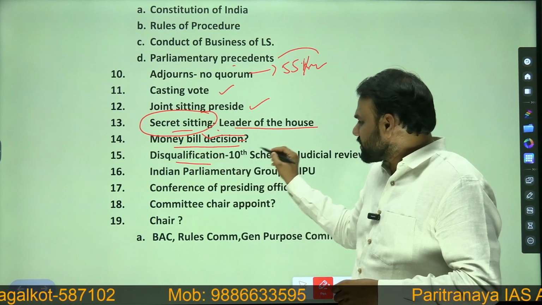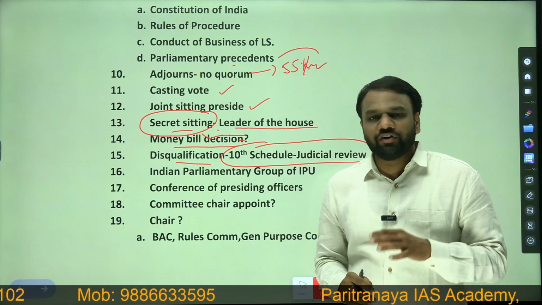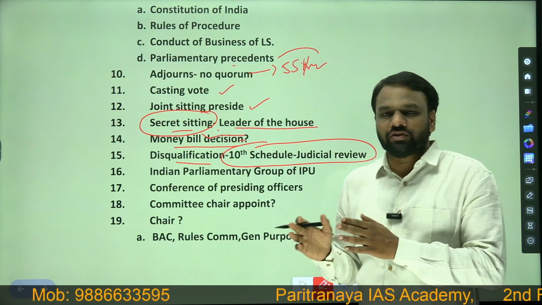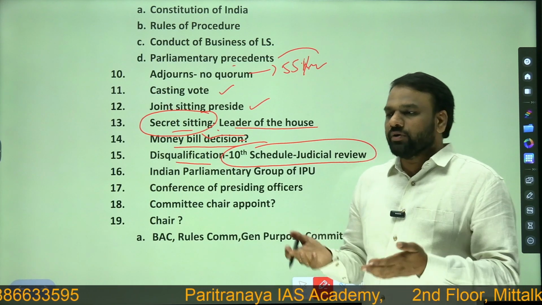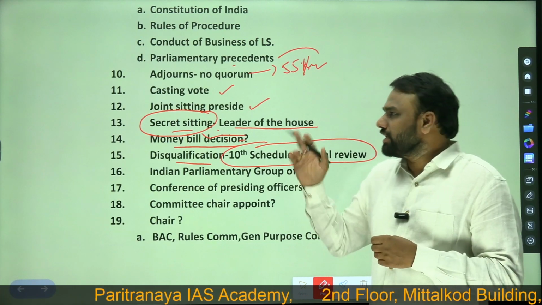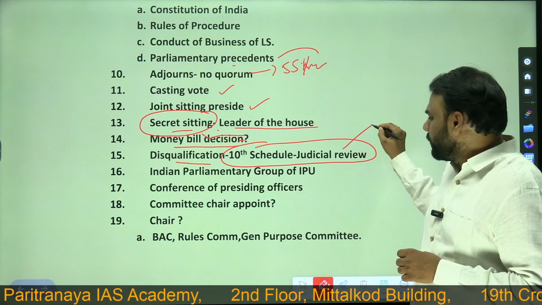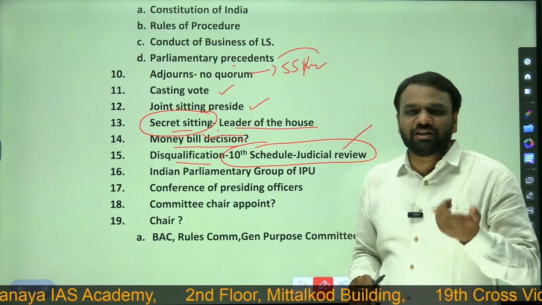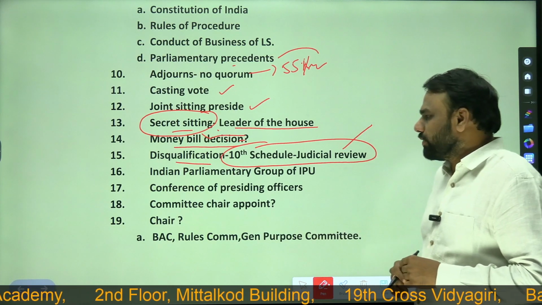Next, disqualification with respect to the 10th Schedule. We have seen disqualification on various grounds: on grounds of the constitution, on grounds of the Representation of the People Act, and grounds of defection. Whenever the ground of disqualification is defection, who can make the decision? That decision can be made by the speaker in case of Lok Sabha. But very important, whatever decision the speaker makes is subject to judicial review. It means the aggrieved person can go to the court.